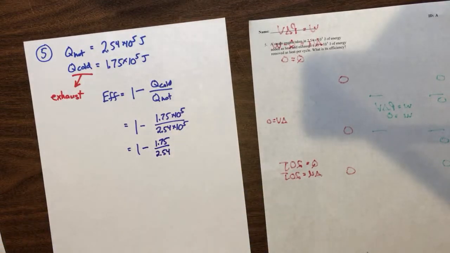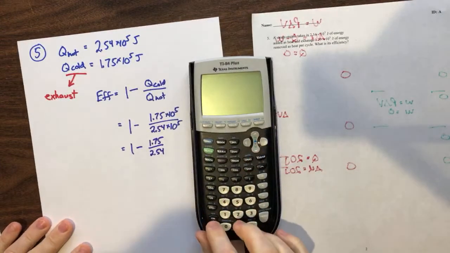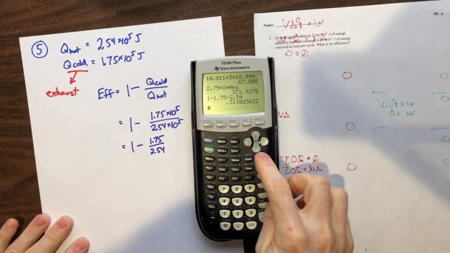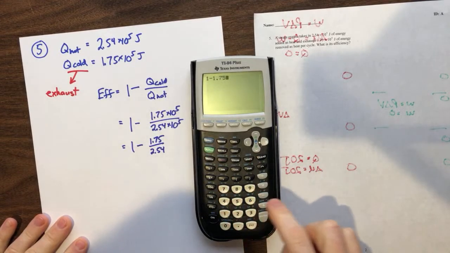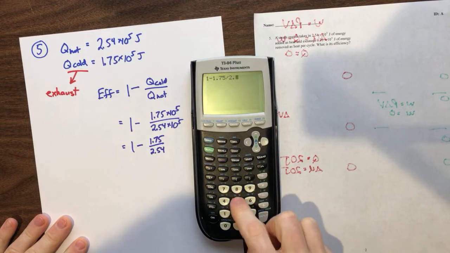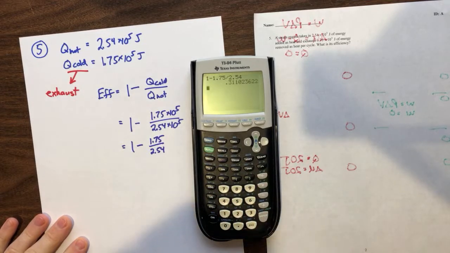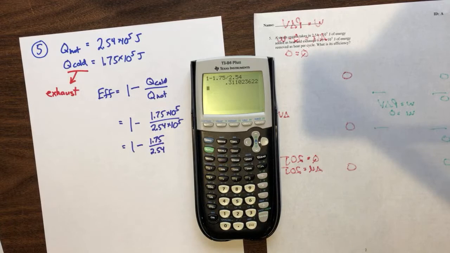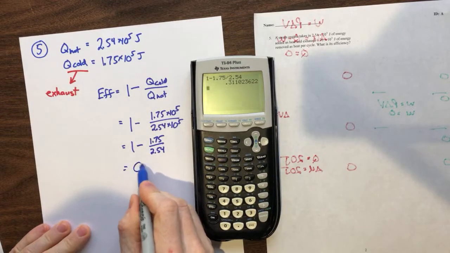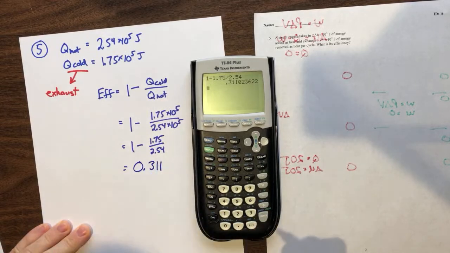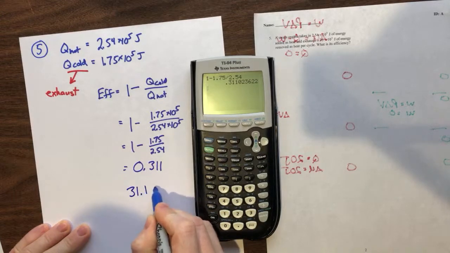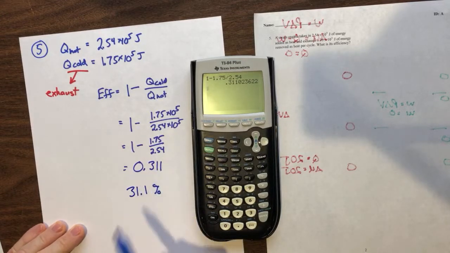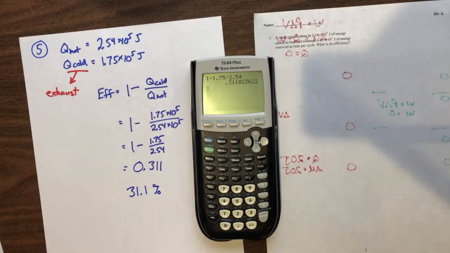So for this one, this is not going to be a mental math problem for me, so I'm going to go ahead and break out my calculator. All right, and we're just going to type it right in there. That's going to be 1 minus 1.75 divided by 2.54, and hit enter, and we get this number, and you can use this as your final answer. This is fine, 0.311, or if you want to make it into a percentage, that's going to be 31.1% efficient. Either one, you can just stop at 0.311, and that's a fine answer.